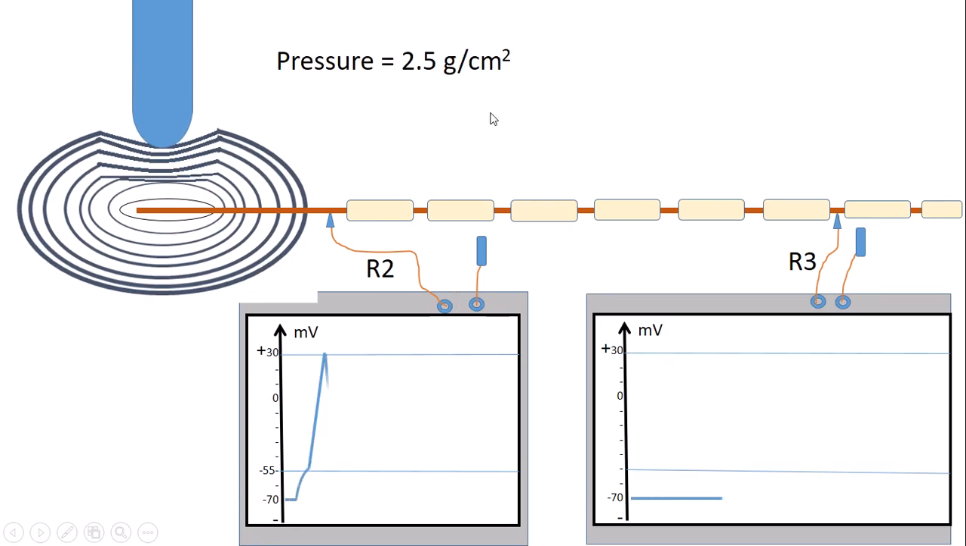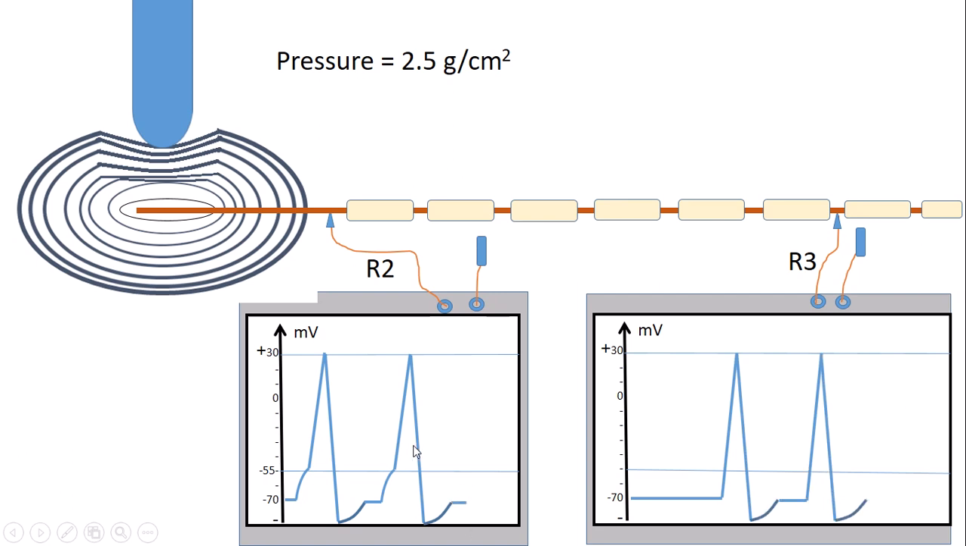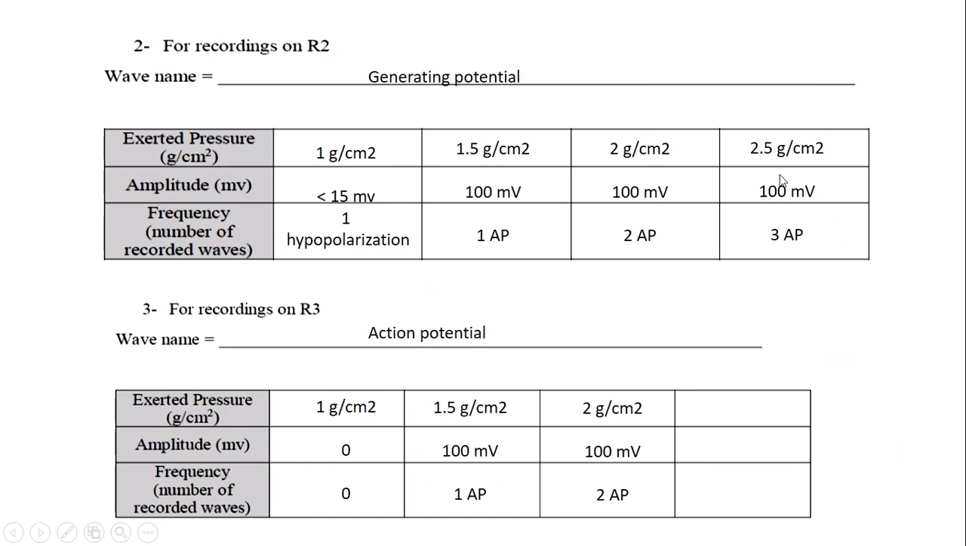So now let's apply 2.5 grams per centimeter square, and what do we get? Now the shape of the wave hasn't changed at all, but what you notice is the number of waves is actually increasing. And you can notice also here that the latency period here is larger than here, just because the electrodes are inserted at different sites. This is located further away from the site of stimulation, so it takes a longer time for the waves to reach. But if we record the data here, we have stronger pressure. The amplitude is still exactly the same, but the number of waves has increased to 3.